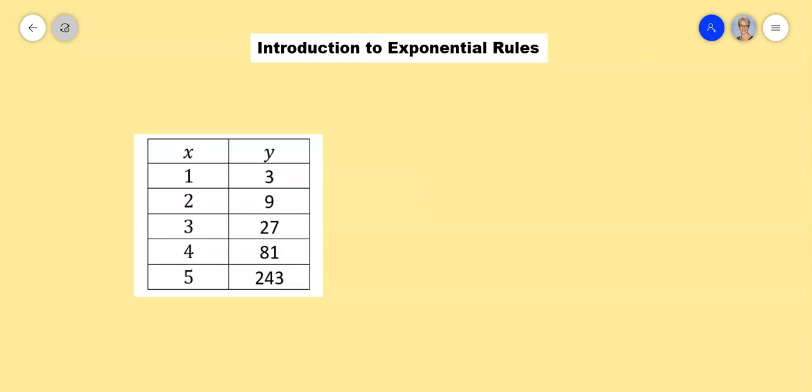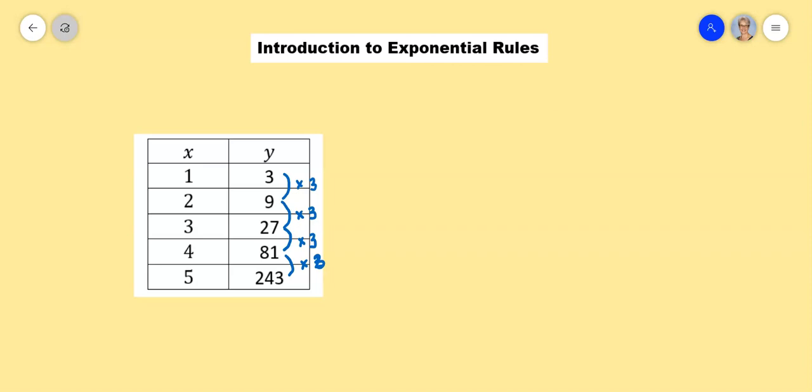Here we have another kind of exponential rule. If we look at our y values here, we can see that to go from 3 to 9, we're going to multiply by 3. 9 to 27, we multiply by 3. 27 times 3 gives us 81, and 81 times 3 gives us 243. So we're multiplying by 3 to get to our next number.